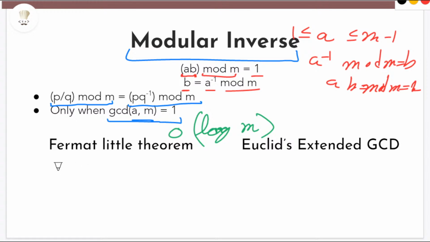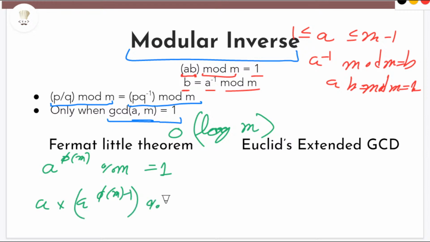Fermat's theorem just uses the fact that a to the power p minus 1 mod p, or let me actually take the general case, it just uses the fact that a to the power phi of m mod m is equal to 1. So we can write a into a to the power phi of m minus 1 mod m is equal to 1.